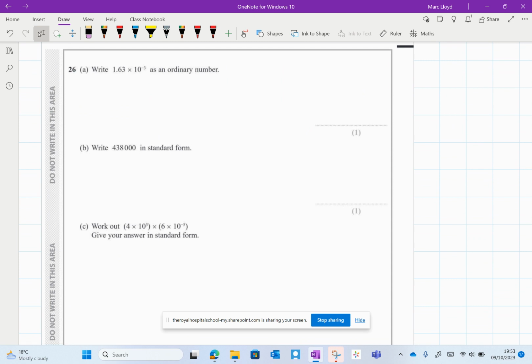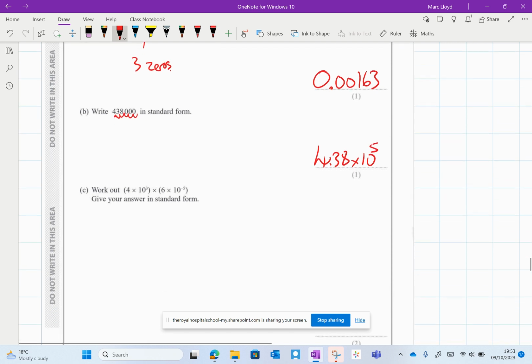Okay, right, this one is an ordinary number. So this one is 0.00163. Nice trick when you've got the negatives. That just means there's going to be 3 zeros and one of them will be separated by the decimal place. Write this one in standard form. So it's going to be 4.38 times 10 to the power of, because that needs to be between 1 and 10, 1, 2, 3, 4, 5 decimal place movements. So times 10 to the power of 5.